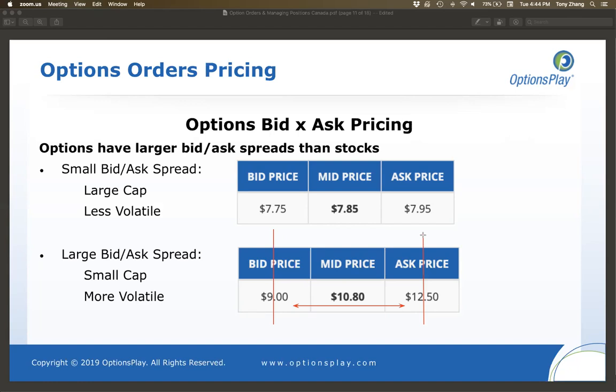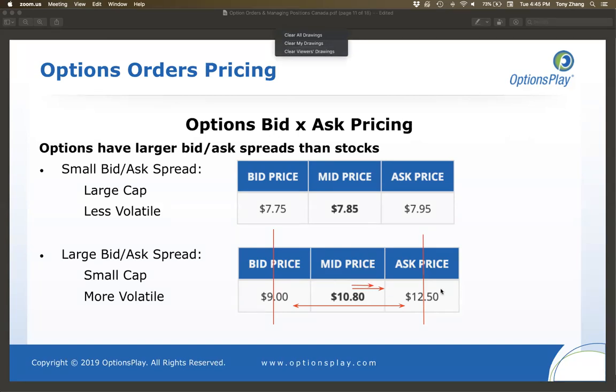When someone's placing a $9 by $12.50 quote out there from a market maker, that means they're not really interested in dealing in this. What they're basically asking you to do is start making some offers. Offer them $11, offer them $11.50. I bet most of them will deal at those prices, but they're not willing to quote that. You have to go and discover it yourself.